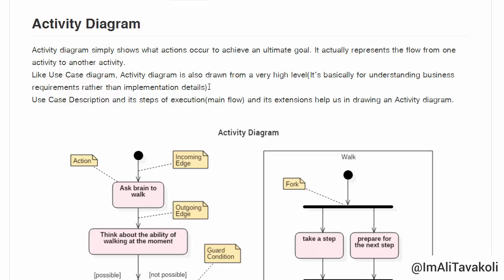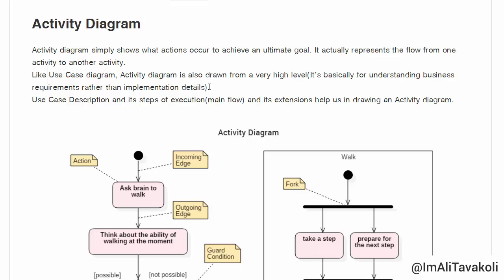Like a use case diagram, an activity diagram is also drawn from a very high level. I mean, it doesn't get into so many technical details, so it's useful for anyone who likes to understand how a functionality can achieve its goal, like business stakeholders, product owners, designers, developers. It doesn't matter.